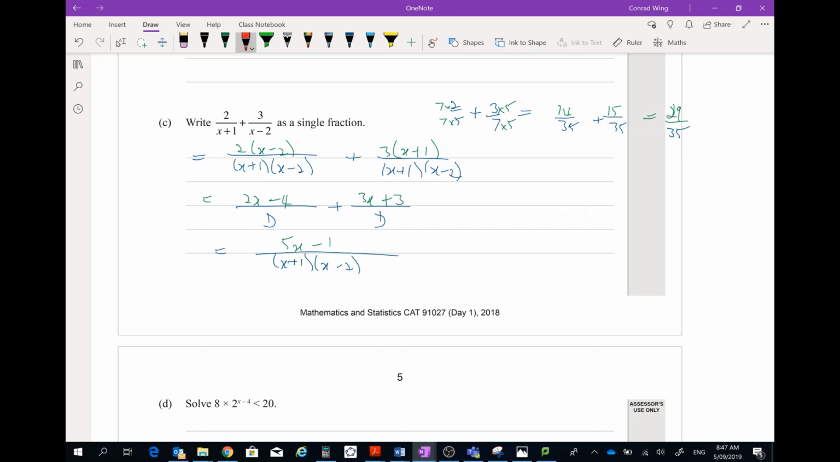So this is marked as follows. If you managed to do this step here, you got achieved. If you got to the end, it was merit.